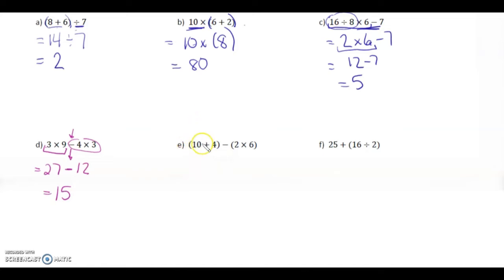Okay, E. We have a bracket, and then we're going to subtract, and then another bracket. Okay, so let's do obviously brackets first. So we're going to have 10 plus 4, and we get 14. And 2 times 6, and we get 12. So after simplifying the two brackets, we get 14 minus 12, so we get 2.